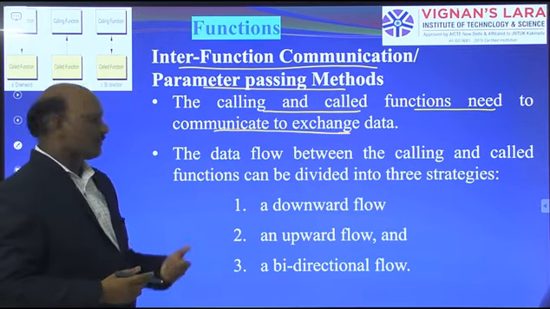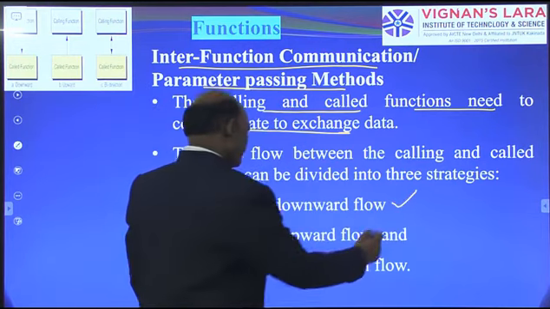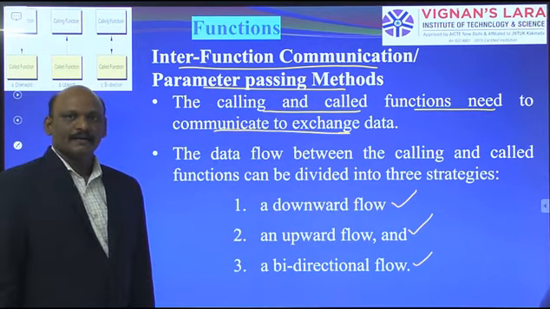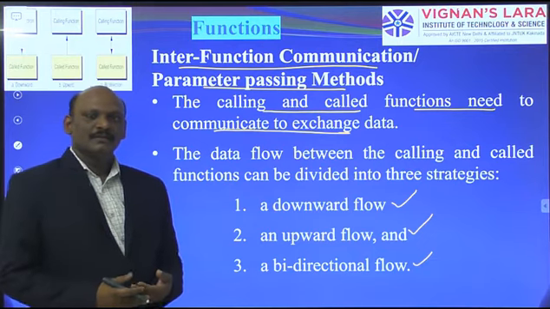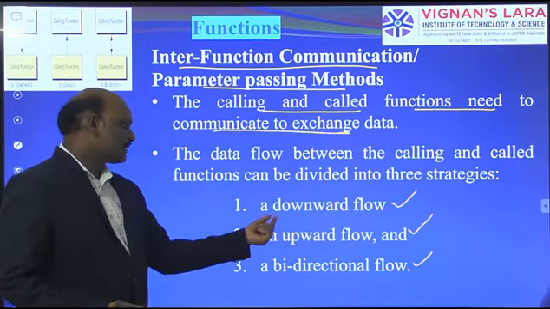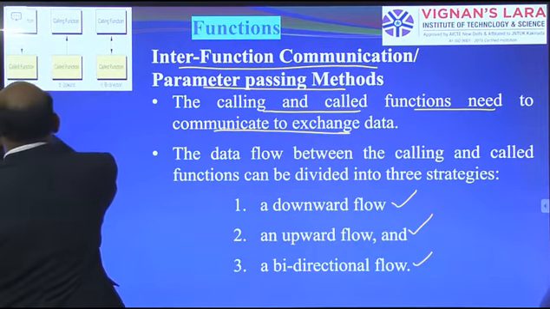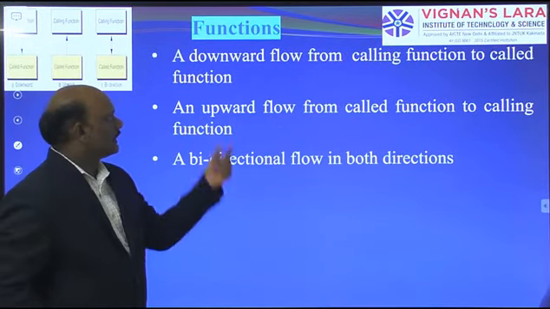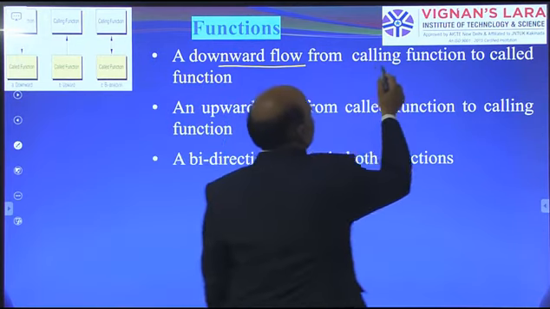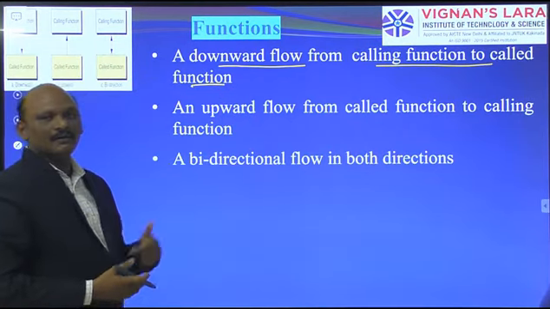The data flow between the calling and called functions can be divided into three strategies. One is downward flow, another is upward flow, and the third is bidirectional flow. A downward flow is from the calling function to the called function. Downward flow means it passes the message from the calling function to the called function.